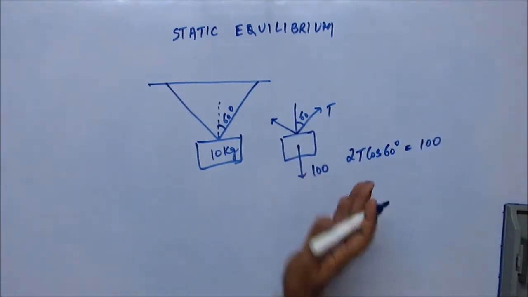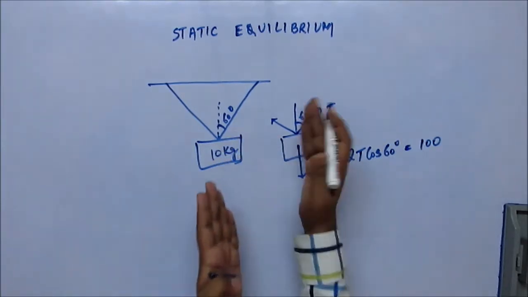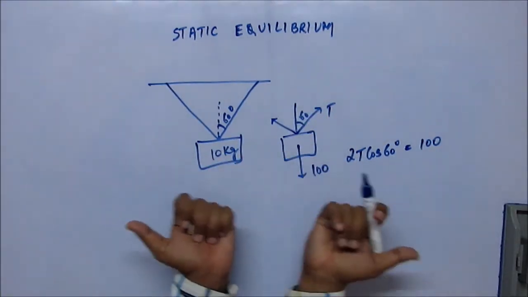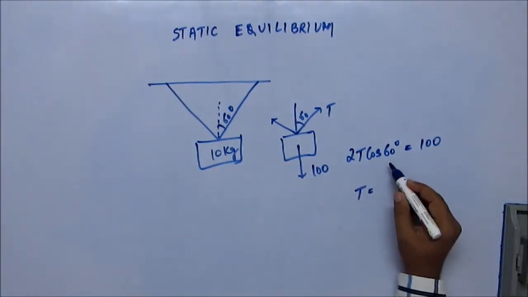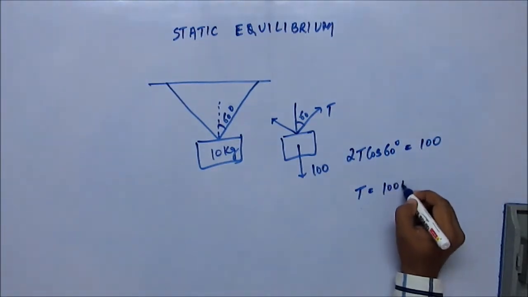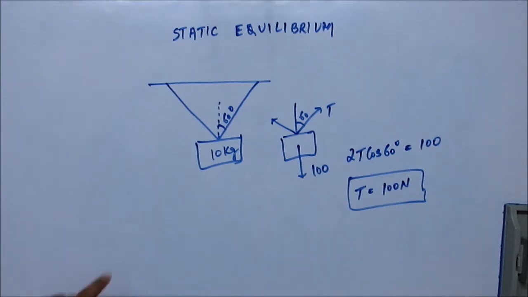And along the horizontal direction, if you write, you'll have T sin 60 degrees in this direction and T sin 60 in this direction, and they will cancel out. That's 0. So from here we can find, cos 60 degrees is half, right? So T will be equal to 100 Newton. So a tension of 100 Newton will develop in a string if the mass is hung in this fashion.